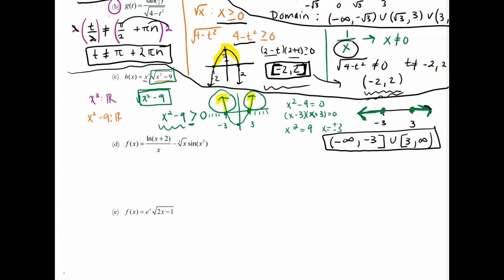All right, part D. Each time I'm going to look at this and ask how many pieces do I need to consider? I've got this natural log piece. I know the argument must be positive. I have x, which itself is a polynomial function, but I would look at this entire fraction as 1 over x.